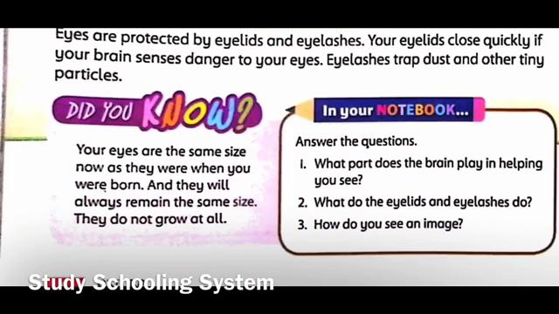Here it says, did you know? Your eyes are the same size now as they were when you were born. And they will always remain the same size. They do not grow at all. How interesting. That means even when we were babies, we had the same eye size. And even when we grow up, we have the same eye size.